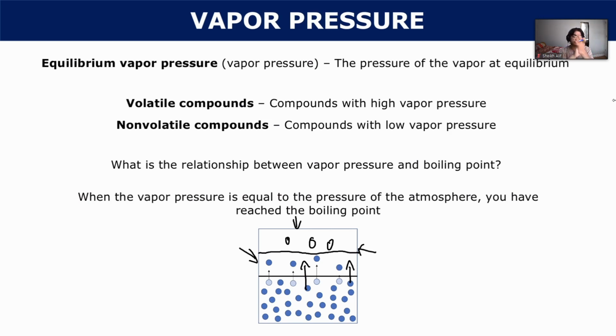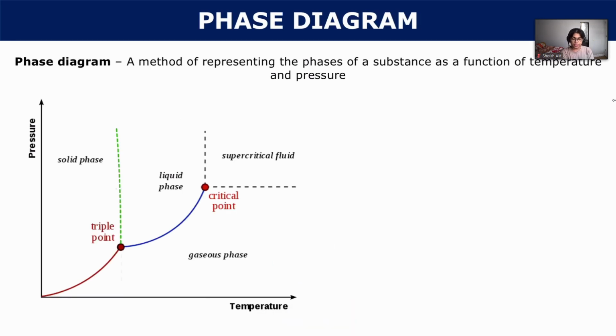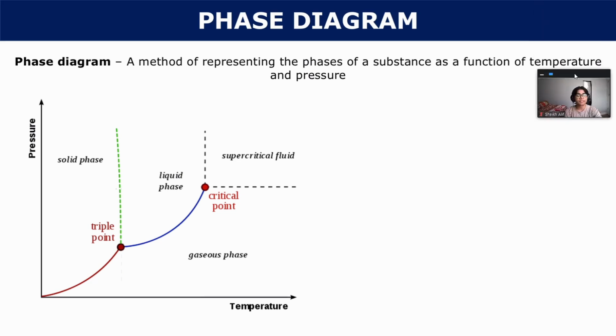And so we can represent a lot of this information using a phase diagram. And a phase diagram is just a method of representing the phases of a substance as a function of temperature and pressure. So we have the phase diagram of water here. And let's say you are given this temperature and this pressure, you could tell me that it's going to be at the liquid phase. So phase diagrams are going to be very helpful when determining what phase a substance is going to be at a given temperature and pressure.